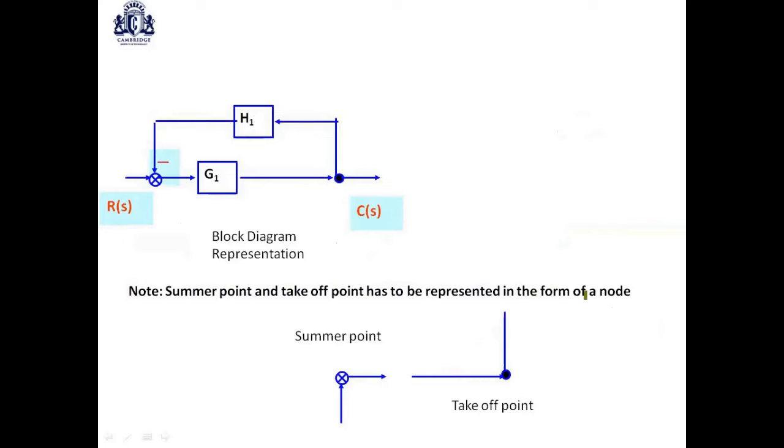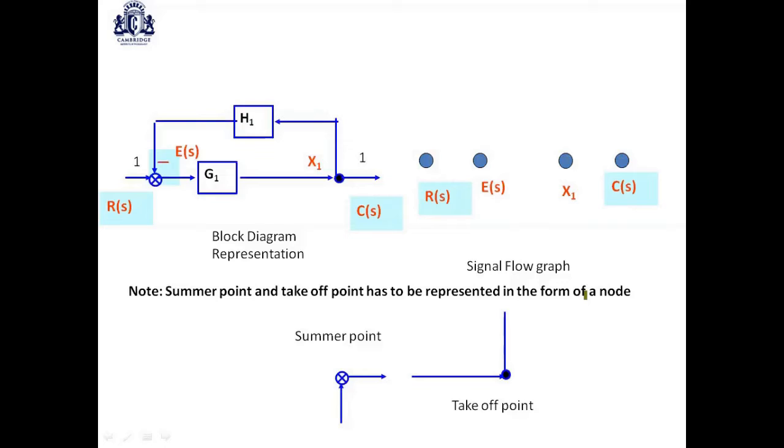So the first summing point we use here should be represented as E(s), that is nothing but the error signal, as the feedback is taken from the output. So let me represent it as E(s). Then we have represented the takeoff point as x1 with respect to this block diagram. Then draw the nodes and represent the nodes. We have drawn the nodes.